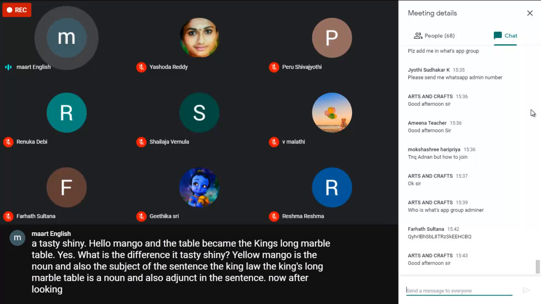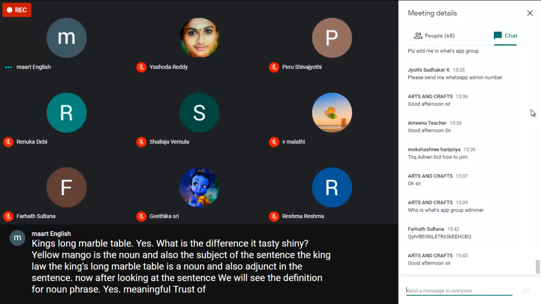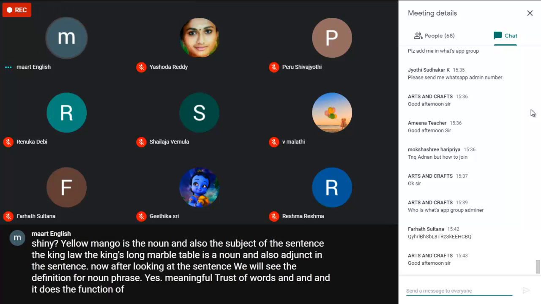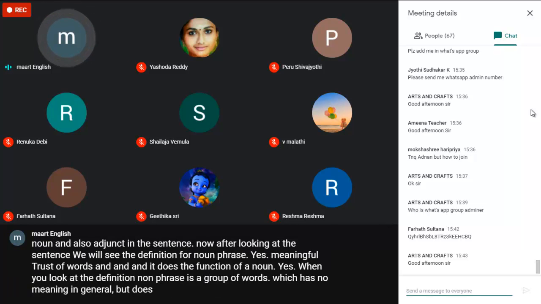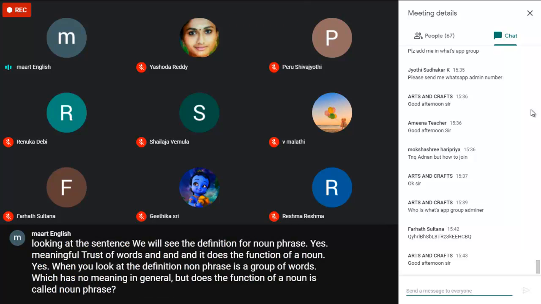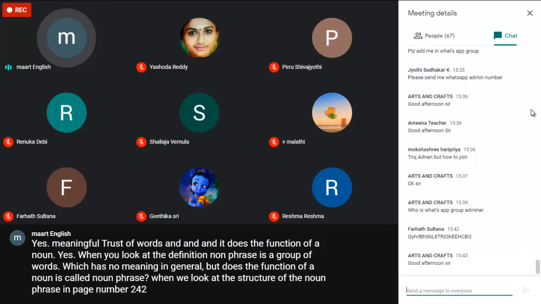Now, after looking at the sentence, we will see the definition for noun phrase. A meaningful cluster of words, and it does the function of a noun. When you look at the definition, a noun phrase is a group of words which has no meaning in general, but does the function of a noun, is called noun phrase. When we look at the structure of the noun phrase in page number 242, you will find the structure of the noun phrase.